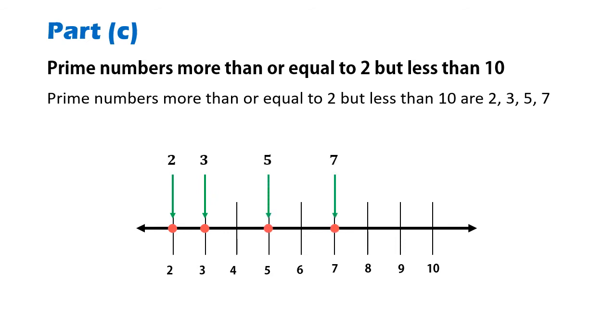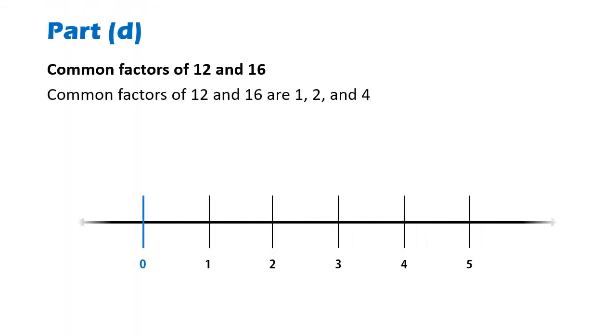Part C, prime numbers more than or equal to 2 but less than 10 are 2, 3, 5, and 7, that are illustrated on the number line. Part D, common factors of 12 and 16 are 1, 2, and 4, that are illustrated on the number line.